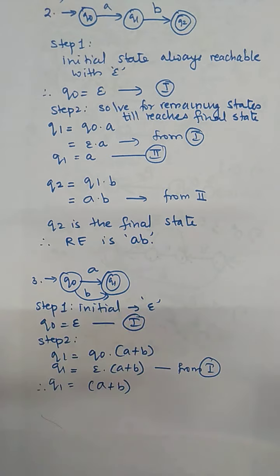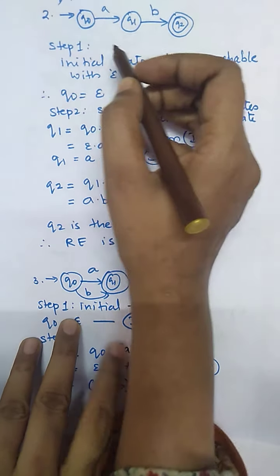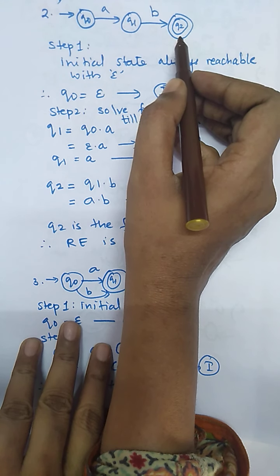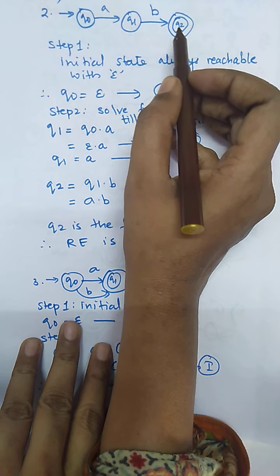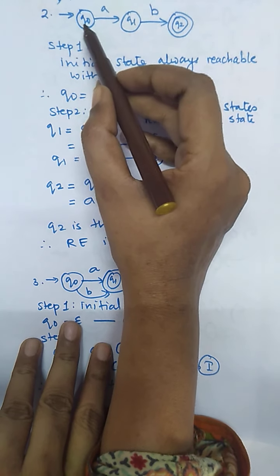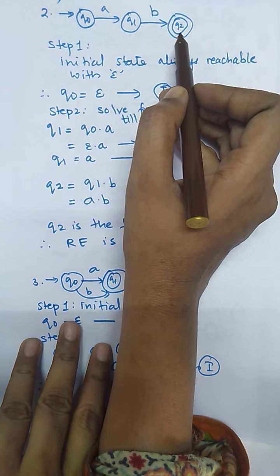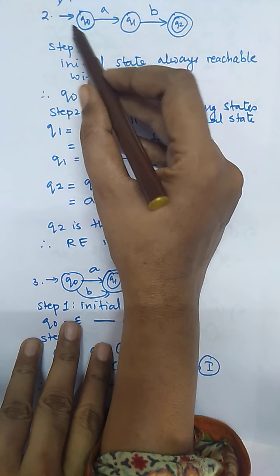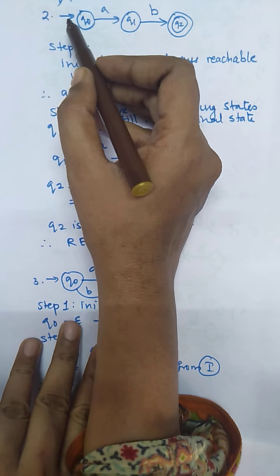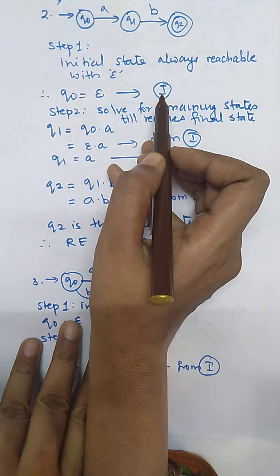In the second question, again we have to find the regular expression for the given DFA. Here Q2 is the final state. Always we are trying to find the regular expression for Q2. To reach Q2 from the initial state we have to follow this path. That means we have to find the regular expression for Q0 also, and for Q1 also, and only then will we reach Q2. For Q0, what is the incoming arrow? It is an arrow without any input symbol, so Q0 is considered as epsilon. This is your equation number 1.